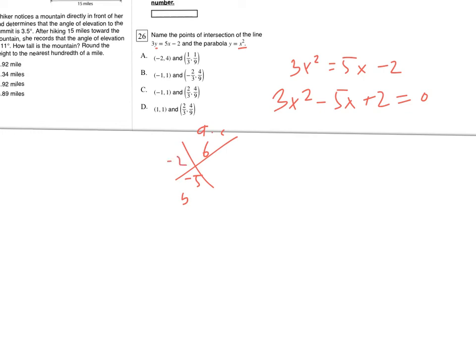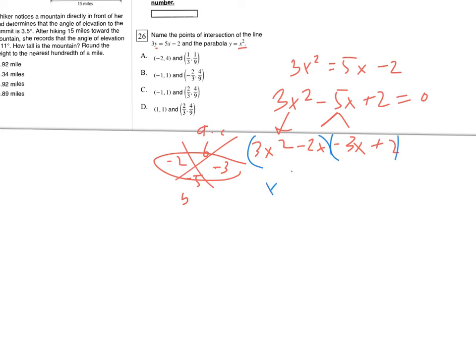Is it negative 2, negative 3? Let me double check here. Is it negative 2 times negative 3? Yes. Negative 2 plus negative 3? Yes. Okay. Now that means this is how I have to split this up right here. So I'm going to do negative 2x and negative 3x, which comes from here. These guys I'm just going to bring down, and then I use factor by grouping here.